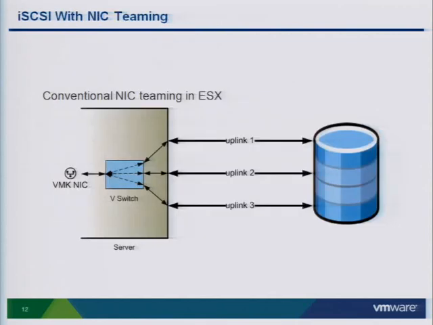So in 3.5 and before, or if you set up a host without iSCSI multipathing, you would end up configuring a single VMKNIC that would be used for your iSCSI traffic. You'd have a vSwitch that has some NIC teaming policy and some handful of physical NICs associated with it. And you could end up using multiple Ethernet links between your host and your storage. But from the ESX side, it would appear to be a single storage endpoint.